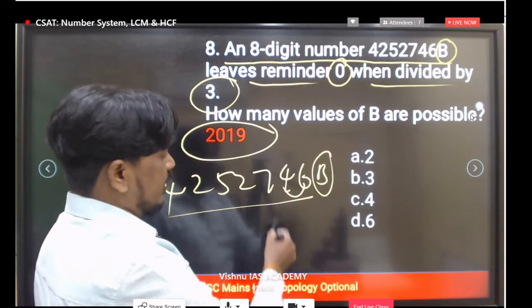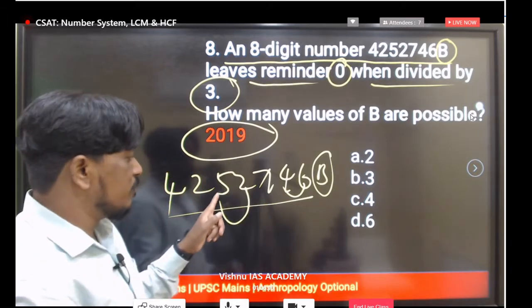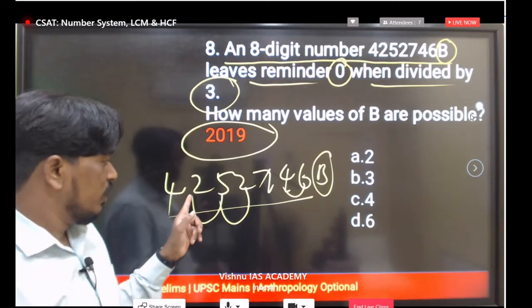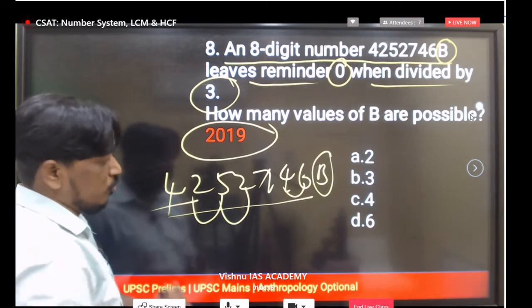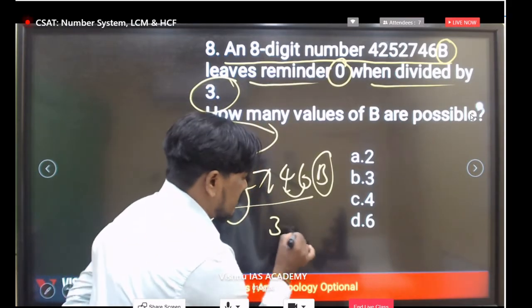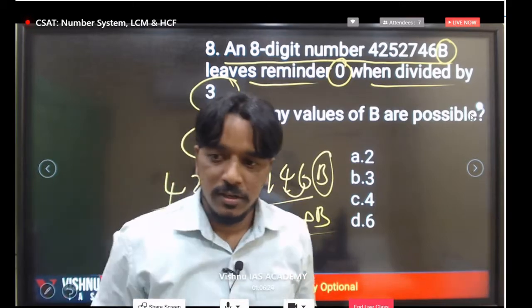So 6 plus 4, 10, 10 plus 7, 17, 17 plus 2, 19. So 19 plus 5, 24, 24 plus 2, 26, 26 plus 4, 30. We are getting 30. But 30 plus b, whatever you take, that should be divisible by 3.